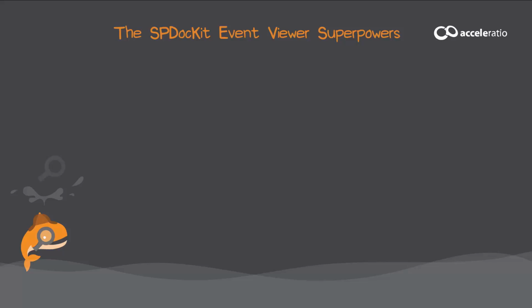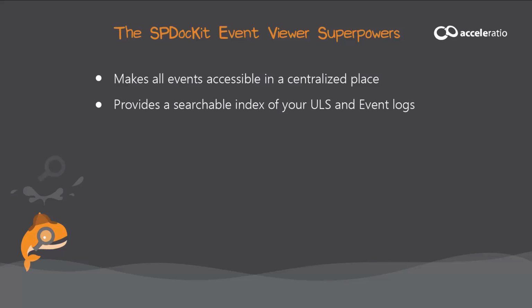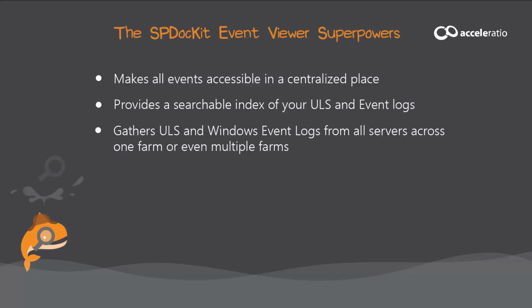We are introducing a new feature that's going to help you gather all these logs to a centralized place, and then we are going to provide you with an interface that helps you search and find all these problems as they occur. So SPDocKit Event Viewer is basically a search engine that helps you search all these logs and analyze them as you go. We are gathering all the ULS logs and Windows event logs from all the servers from the entire farm or multiple farms. So even if you have multiple farms, you will be able to search across all these farms.